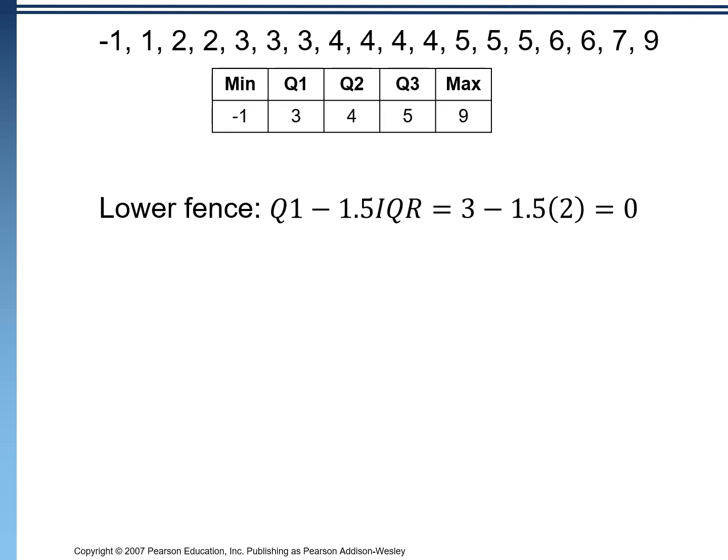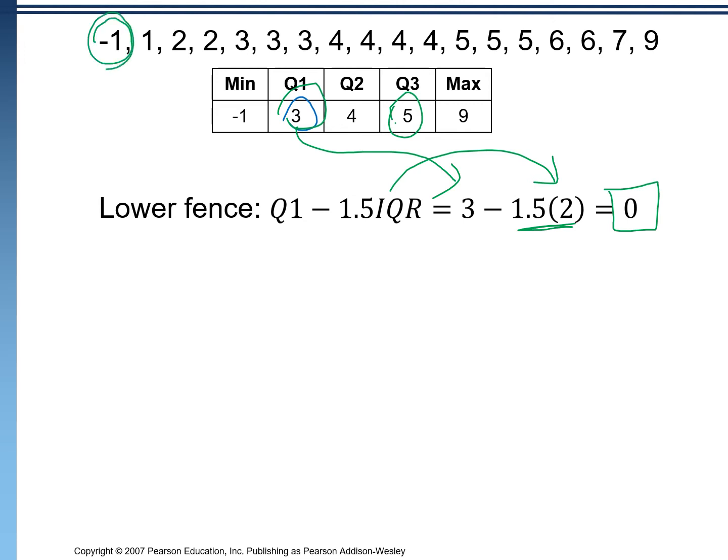But let's use this outlier rule. We're going to start with the lower fence. Take quartile 1, which is 3, and we subtract 1.5 times the IQR. Now to find the IQR, we're going to subtract Q3 minus Q1. So the IQR is 2. So take that first quartile, subtract 1.5 times that IQR, and we get 0. Anything less than 0 is an outlier, which means that this -1 on the left side is a low outlier.